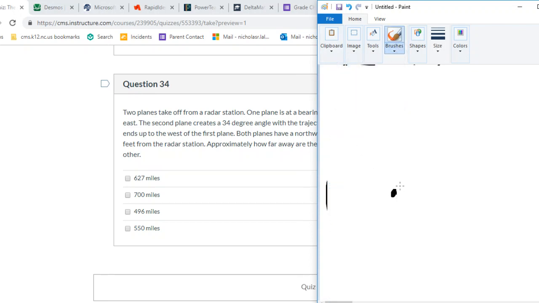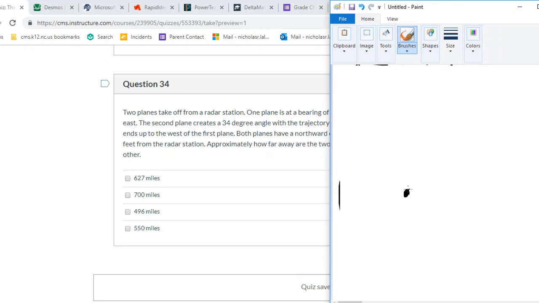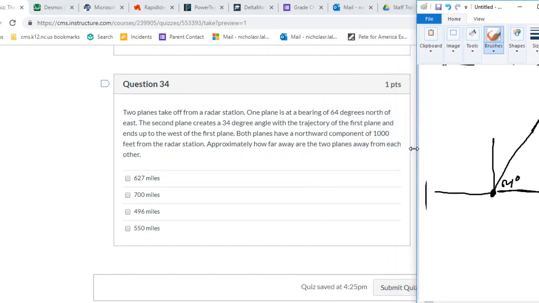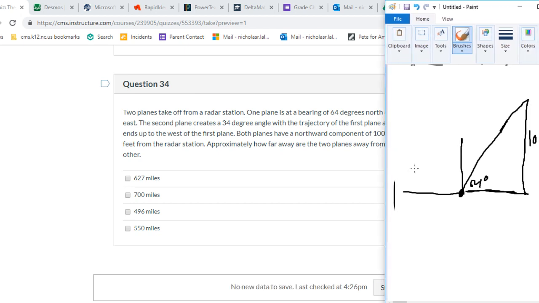You have your radar station. 64 degrees. So one has a direction of 64 degrees, and it's 1,000 feet from the radar station. The other has a direction of 34 degrees from the first plane. So this angle is 34, which means the plane comes out like this and also has a value of 1,000.